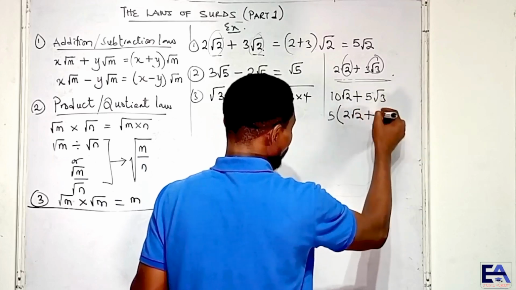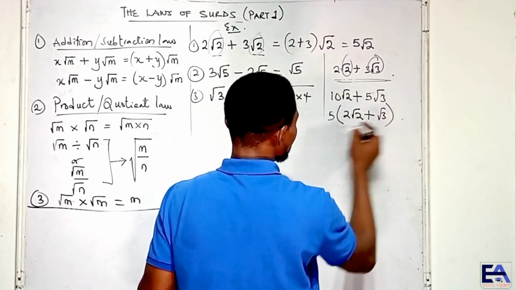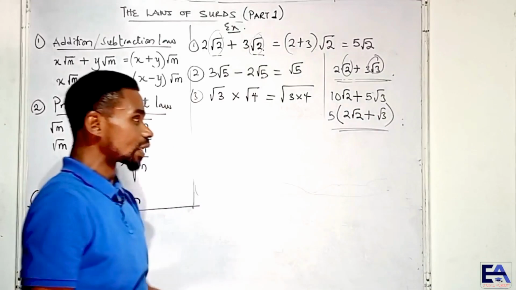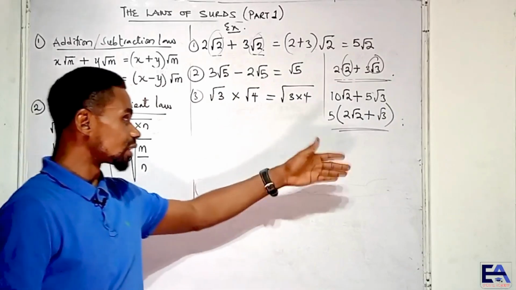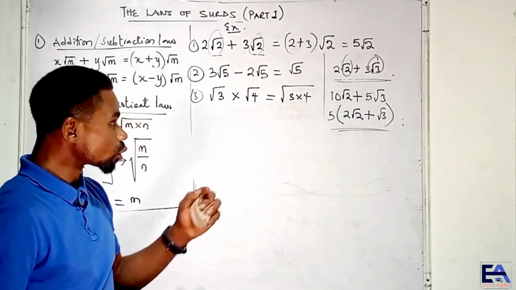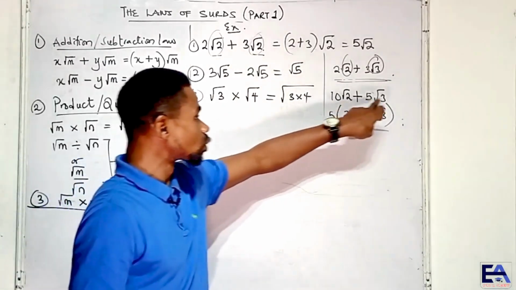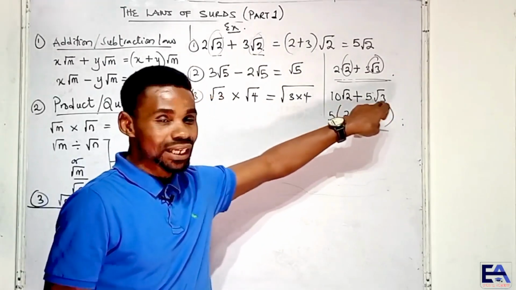Then 5 in 5 is 1. Then you have 3 in bracket like this. So you can still do stuff like this. You can still manage to do a few mathematical stunts, okay, by factorization and some other things. But you can't turn them into a single root if they are not identical.